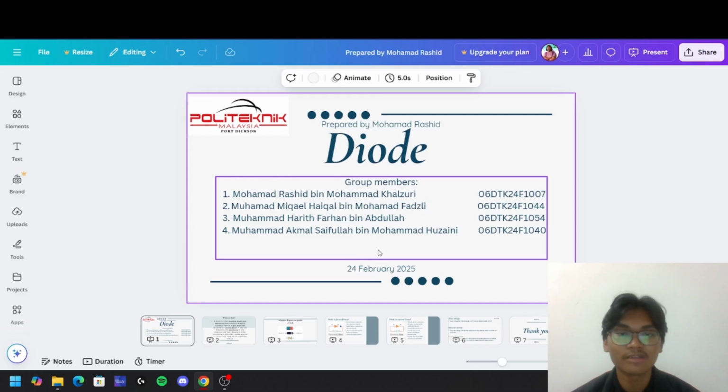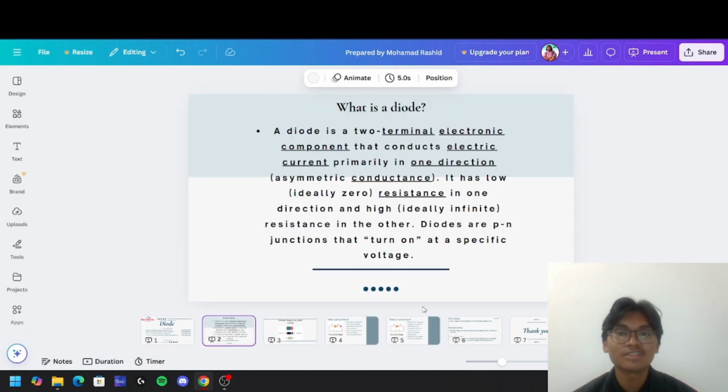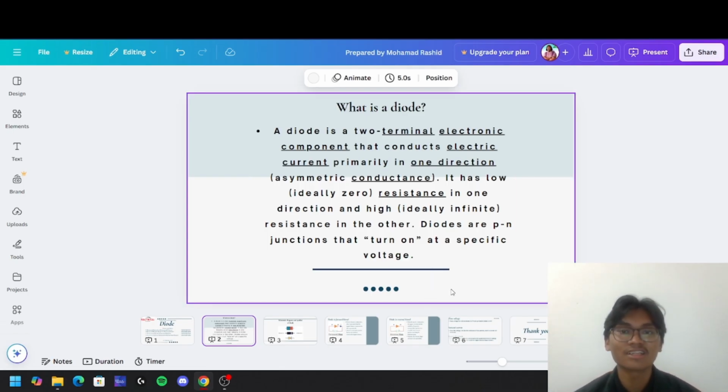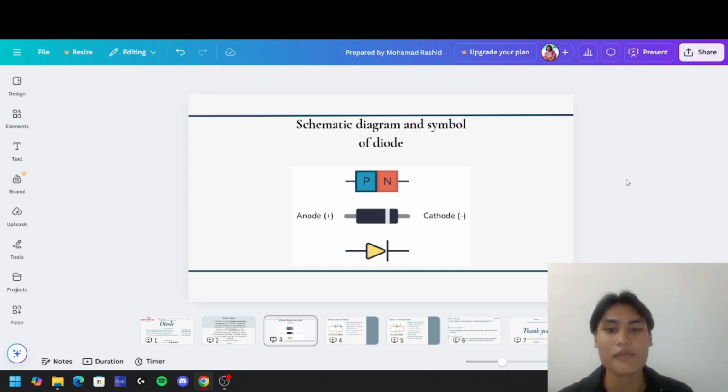We will talk briefly about diodes. What is a diode? A diode is a two-terminal electronic component that conducts electric current primarily in one direction. It has asymmetric conductance: low, ideally zero, resistance in one direction and high, ideally infinite, resistance in the other. Diodes are P-N junctions that turn on at a specific voltage. As you can see, this is the schematic diagram and symbol of a diode.